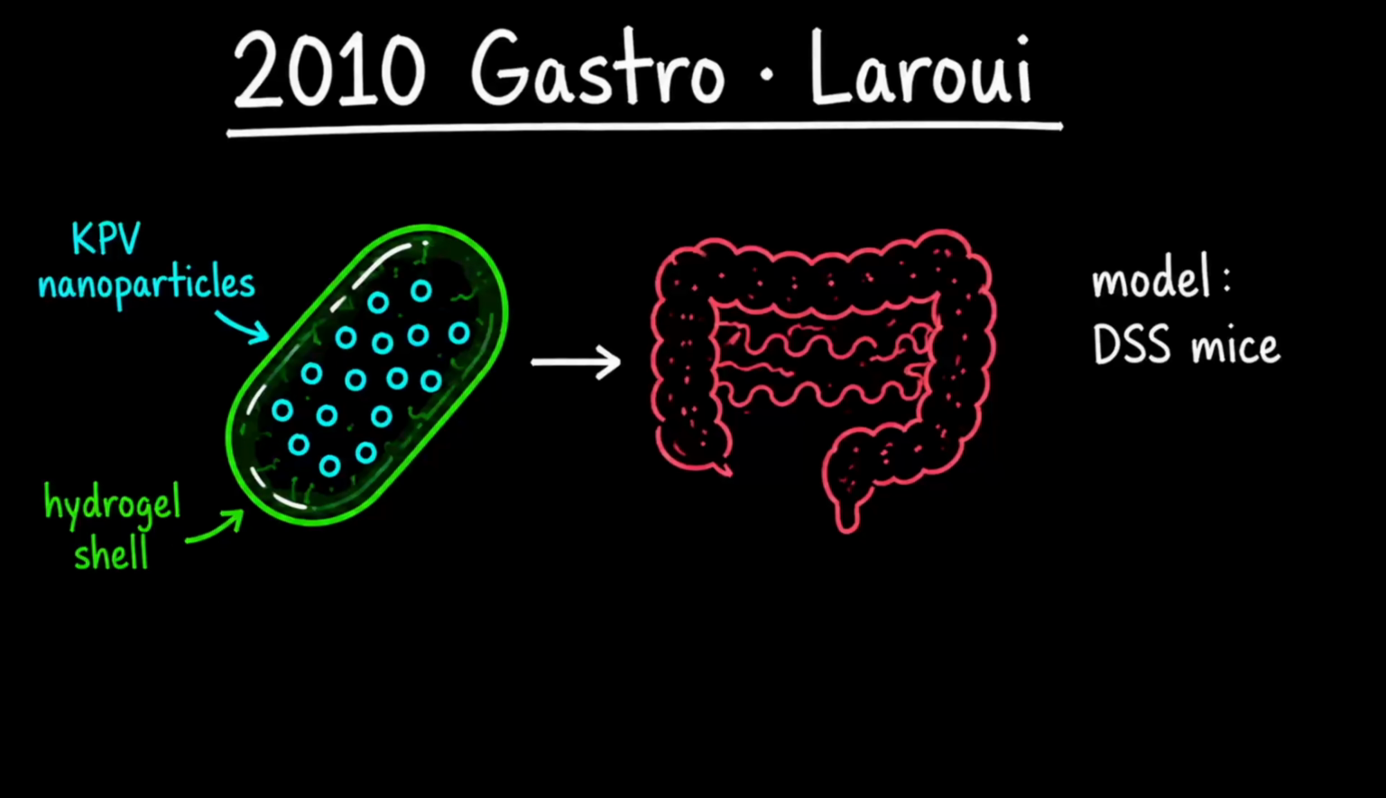Back to some of the studies though, a 2010 Gastroenterology paper did exactly that with this delivery issue. It built nanoparticles carrying KPV, and then it wrapped them in a hydrogel. It was an alginate chitosan hydrogel, designed to target the colon, and it was tested in DSS mice. And that's very different from just swallowing free KPV and hoping that it would make it to the gut in the mouse model.